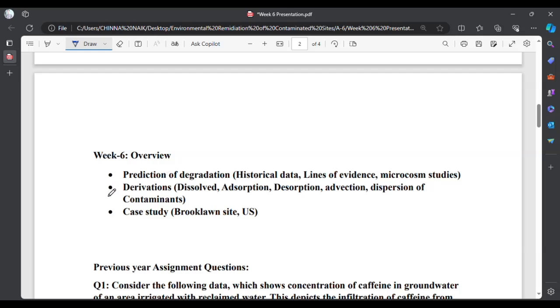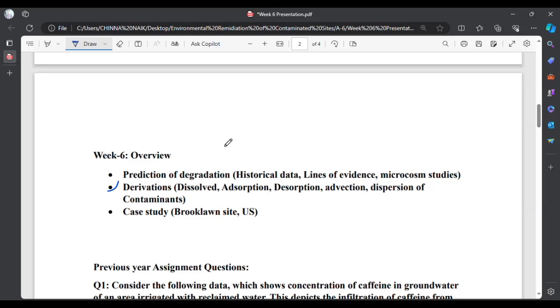And then secondly, the course instructor derived three derivations, considering microbial activity, adsorption, desorption, advection, and dispersion in groundwater with strata, the soil strata.